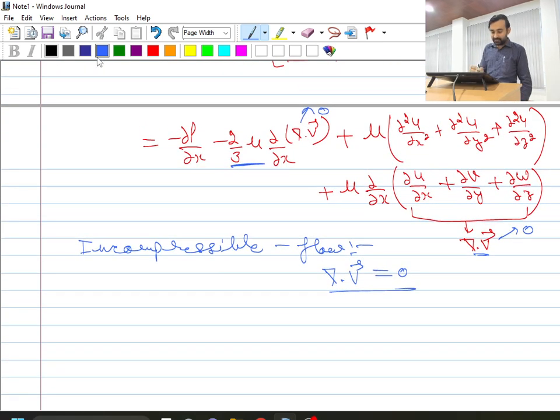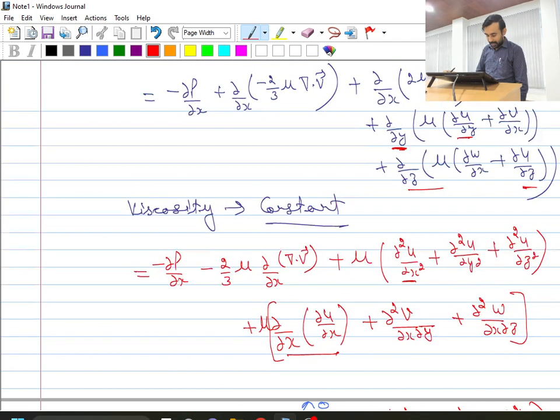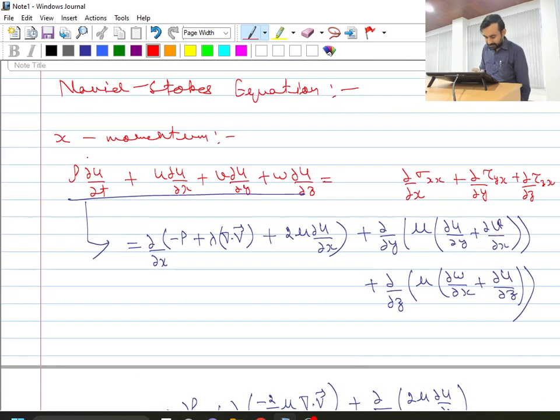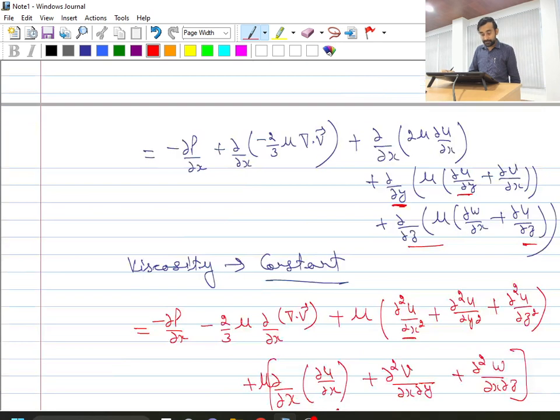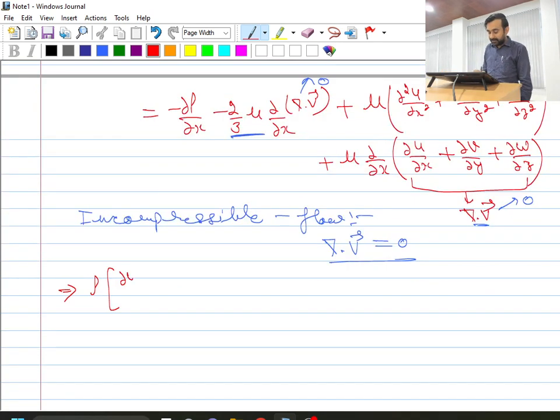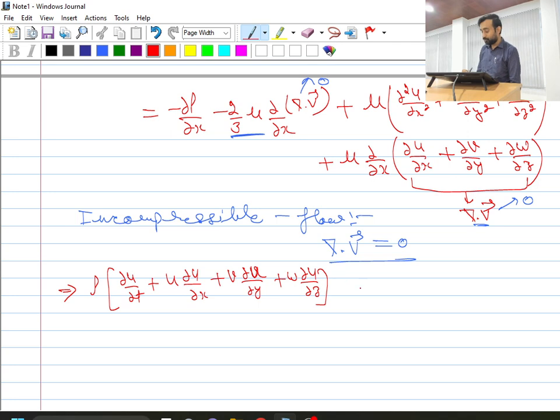Okay, so ultimately, now if I have to write down the x momentum equation for incompressible flow, then it has become rho times, I think I made one mistake at the starting point. I have not put a bracket over here because rho will be with each and every term. Okay. So rho times del u by del t plus u times del u by del x plus v times del u by del y plus w times del u by del z. That has become equal to what? Minus del p by del x.